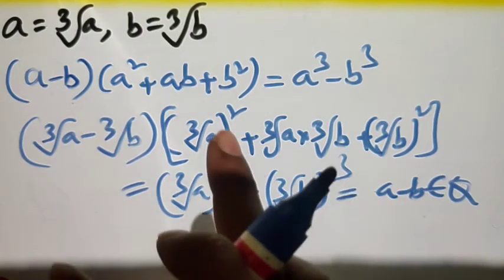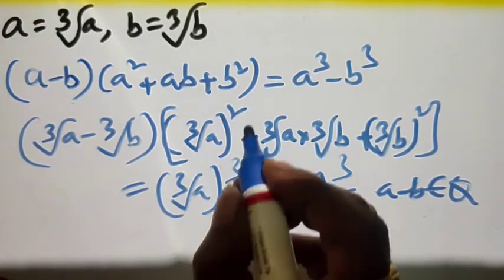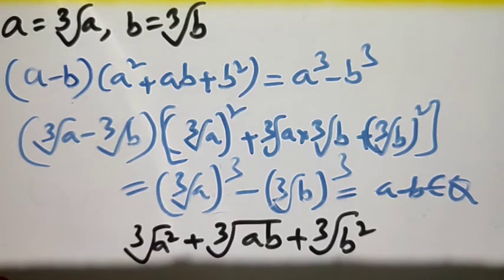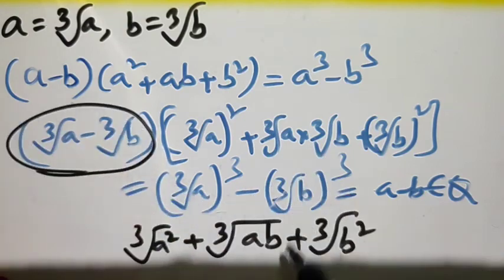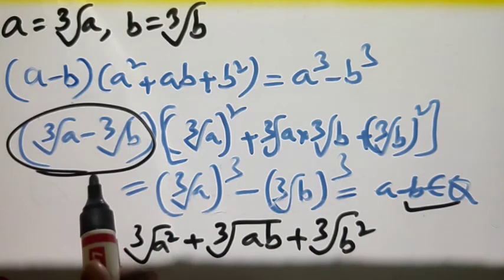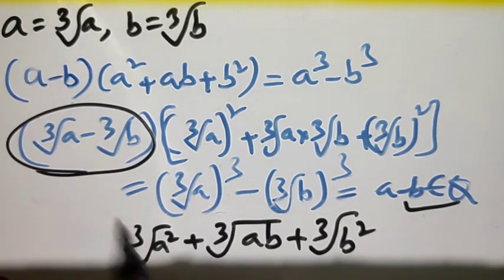So these two factors are rationalizing factors to each other. If I write the second factor in simplest form, then it becomes cube root of a square plus cube root of ab plus cube root of b square is the RF of cube root of a minus cube root of b. Since the product of these two is a rational number, we call these two factors RF to each other. Is it clear, my dear students? So this is about the rationalizing factor of surds.